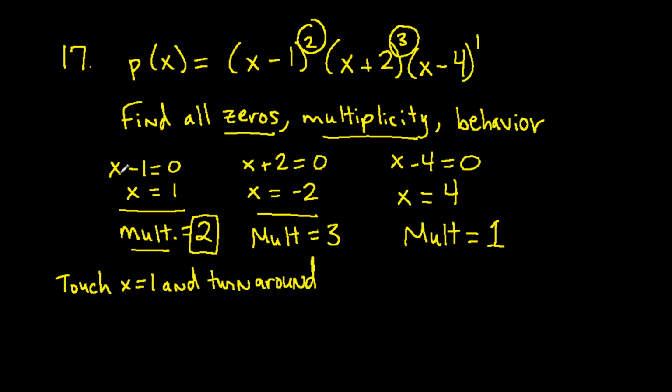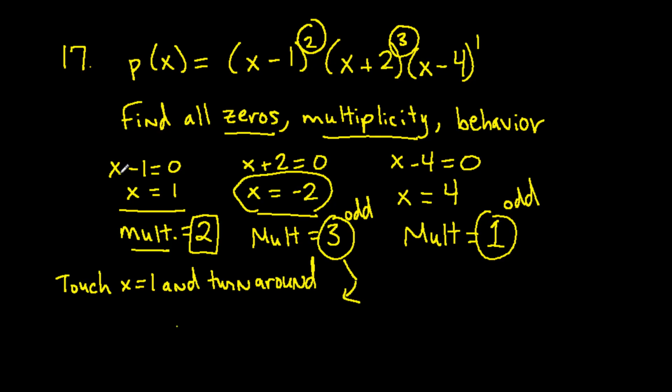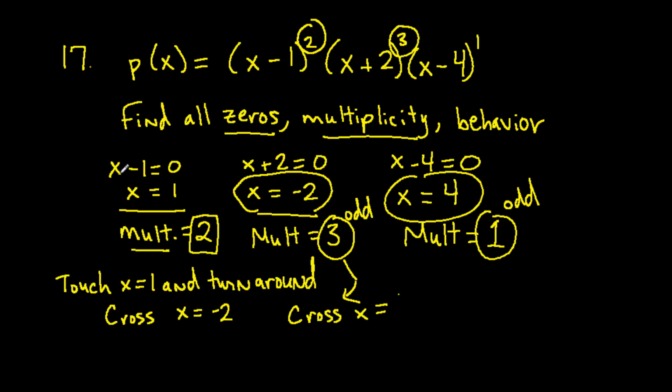At x equals negative 2, we have a multiplicity that's an odd number. And same with x equals 4, we have an odd number. Whenever we have odd multiplicity, it doesn't touch that 0 and turn around. It crosses the x-axis at that point. So the behavior at the 0, x equals negative 2, is that the graph will cross x equals negative 2. The same is true for x equals 4. It will cross the graph at x equals 4.